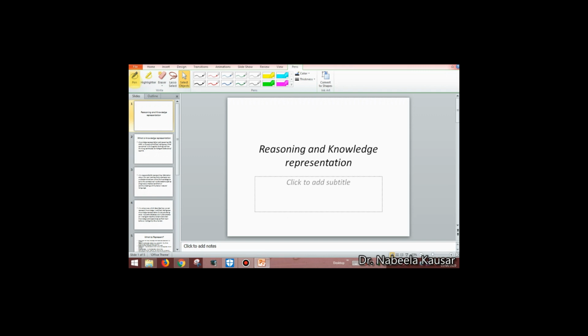Students, next topic we are going to discuss is reasoning and knowledge representation. Knowledge representation is storing or presenting knowledge to machines so that it may solve complex problems.